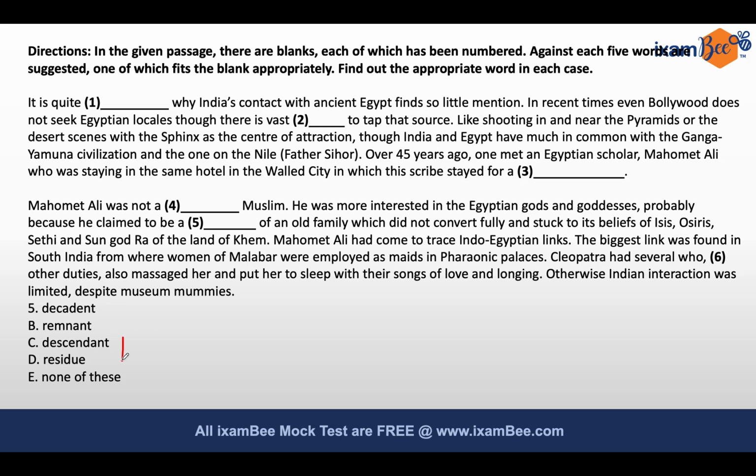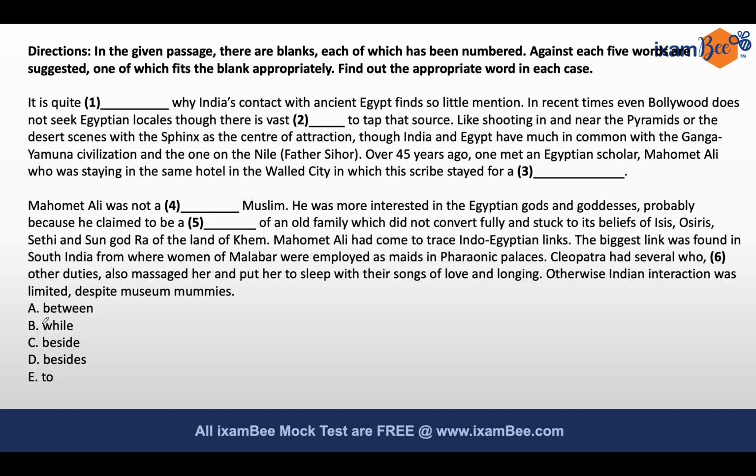Muhammad Ali had come to trace Indo-Egyptian links. The biggest link was found in South India, from where women of Malabar were employed as maids in pharaonic places. Cleopatra, who had several, we're talking about people who did something other duties also, massaged her. So she had people, right, who apart from massaging her did something else.